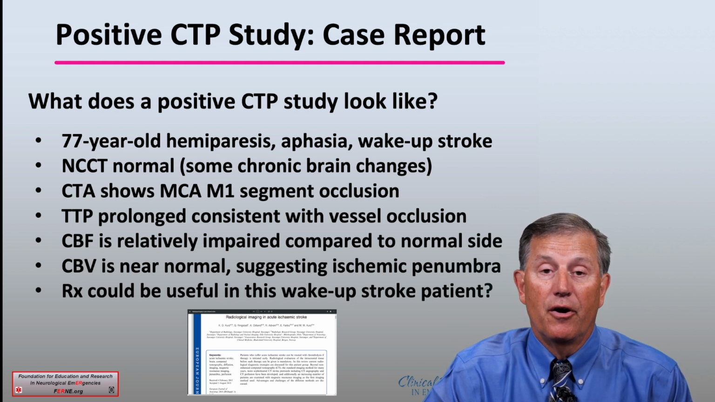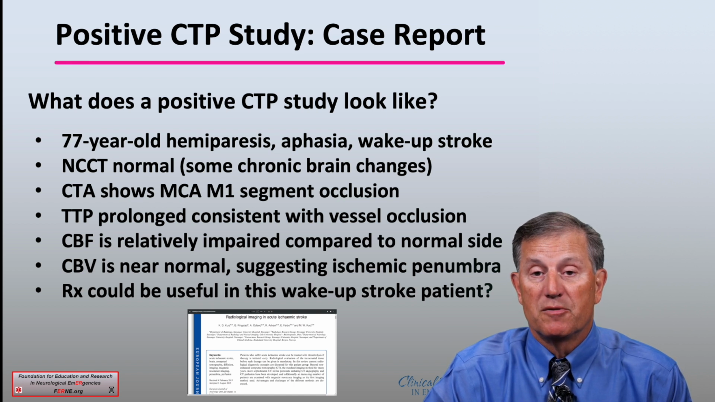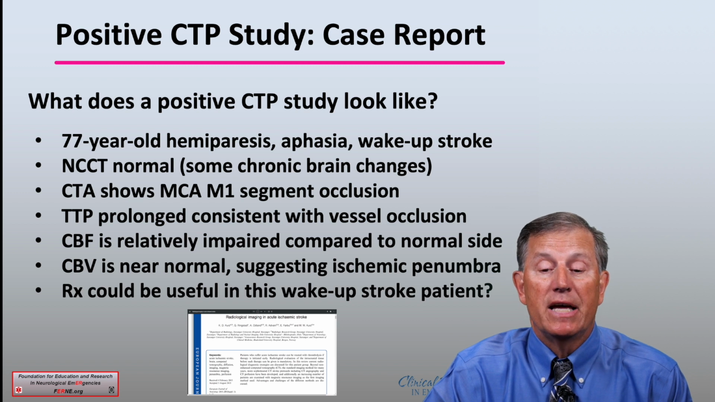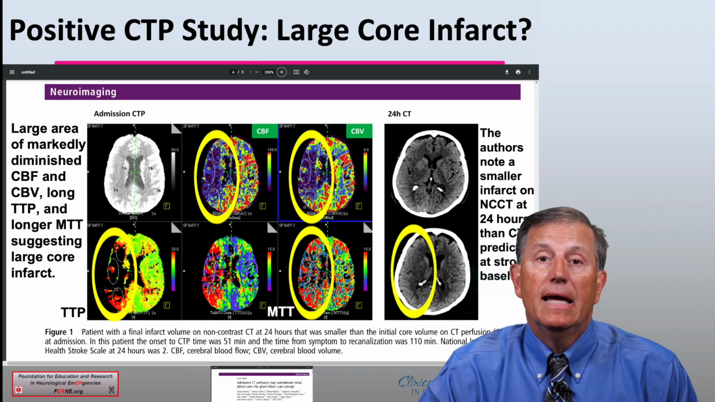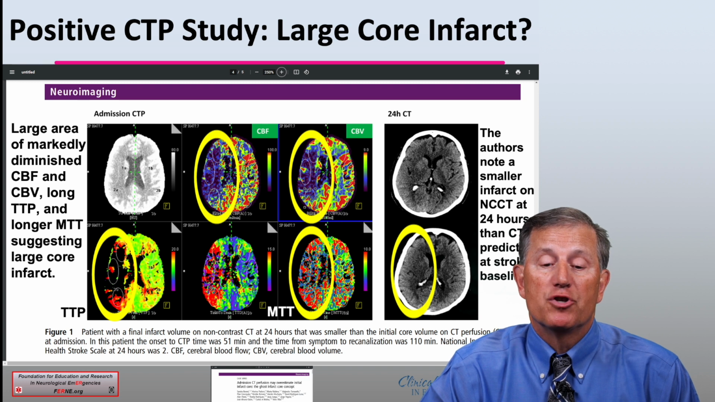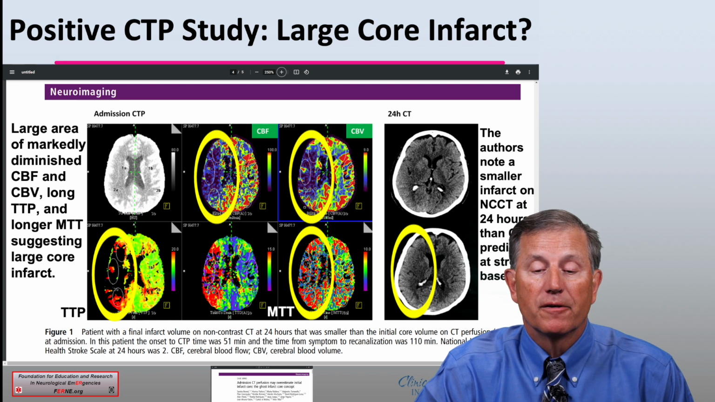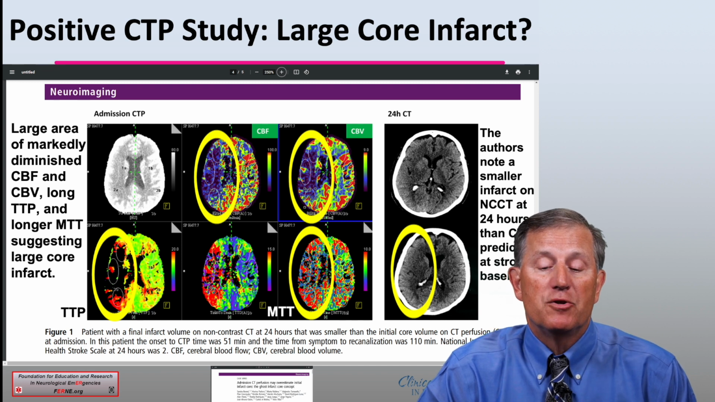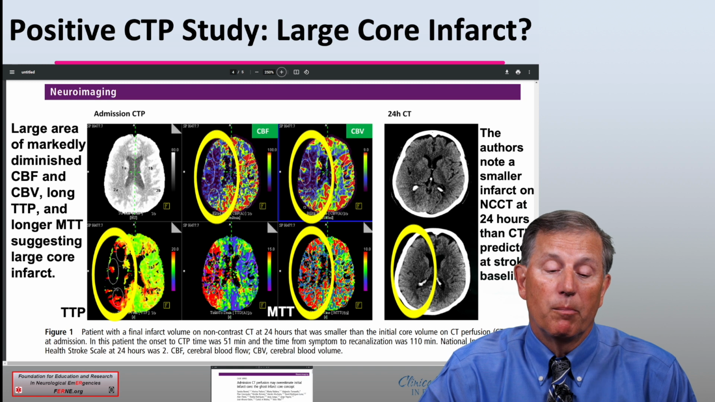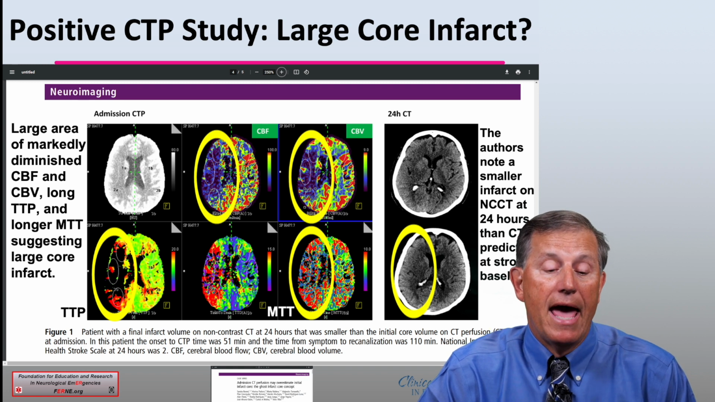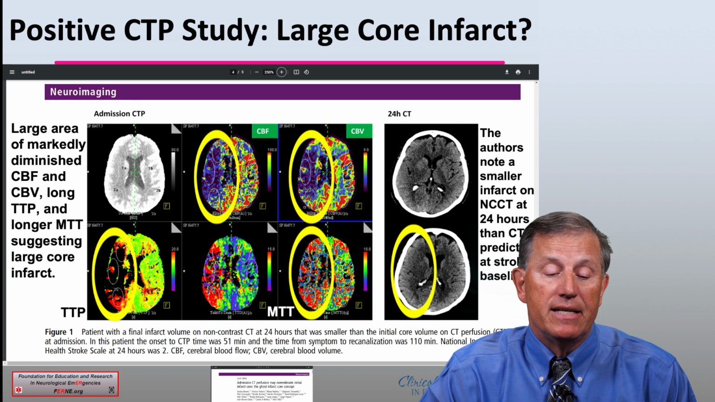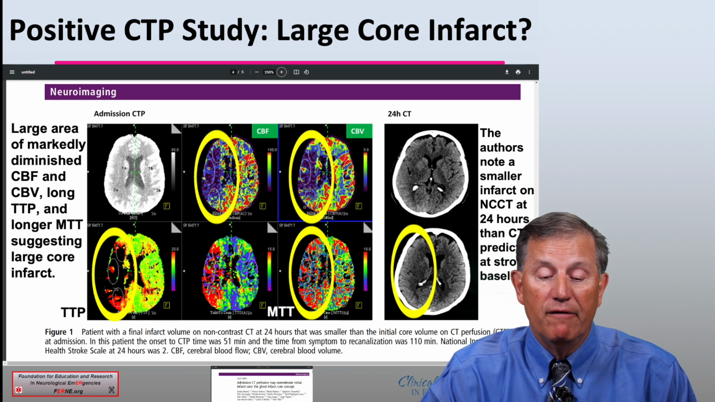EVT and other therapies may be of benefit to this patient because the core infarct is relatively small and the ischemic penumbra is relatively large. In this next positive CT perfusion study, we will consider the issue of a potential large core infarct. You can see in the images that contain yellow circles on the left that there's a large area of markedly diminished cerebral blood flow, cerebral blood volume, and a prolonged TTP and MTT, suggesting a large core infarct.